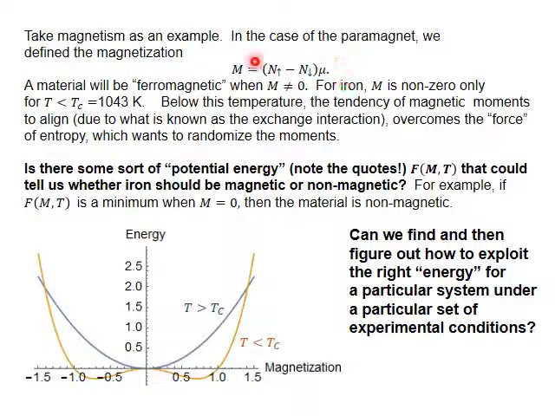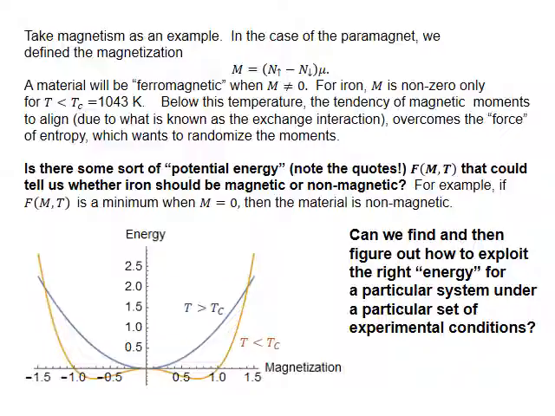This isn't surprising if we were considering only entropy, which is maximized when n up is equal to n down. But below that temperature, the tendency of the magnetic moments in iron to want to be parallel to each other causes this to be non-zero. So that's why at low temperatures, iron is actually magnetic. So it's sort of overcoming the tendency of entropy to make it disordered.